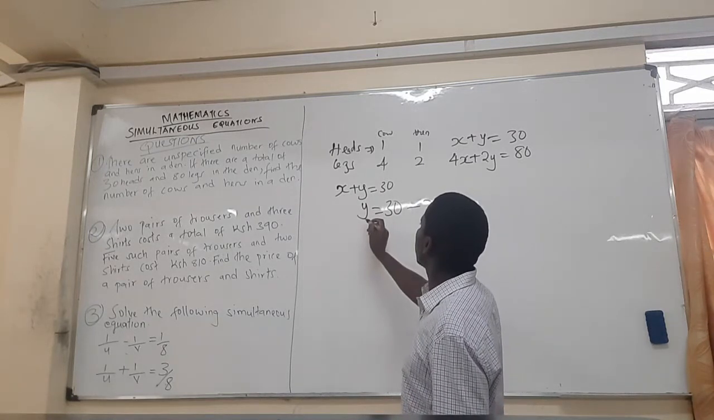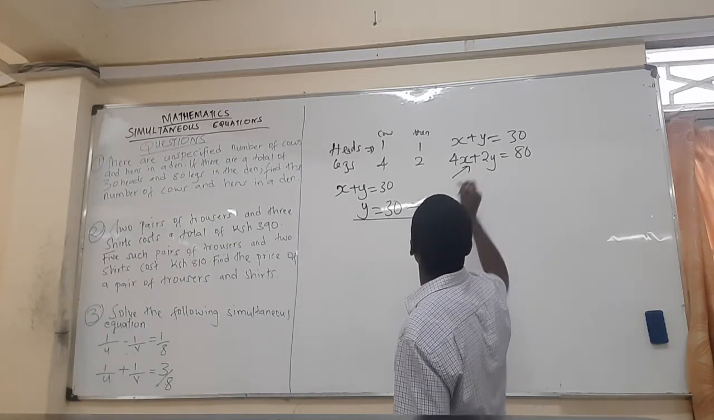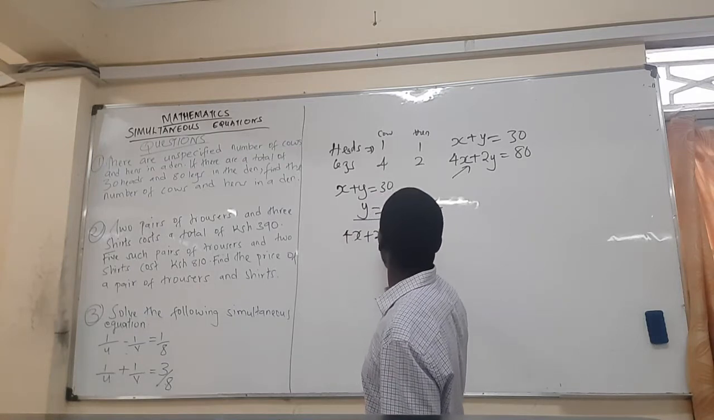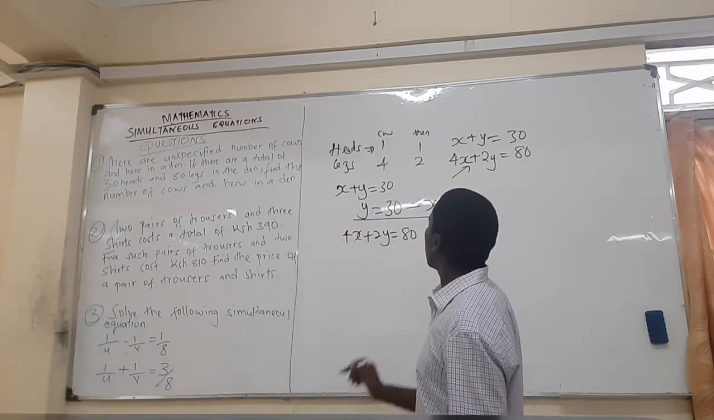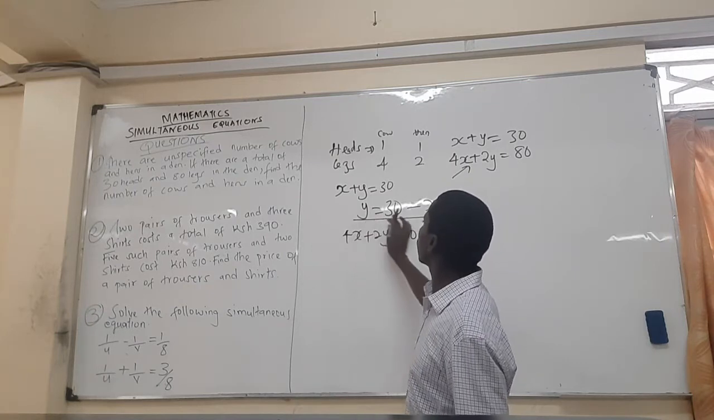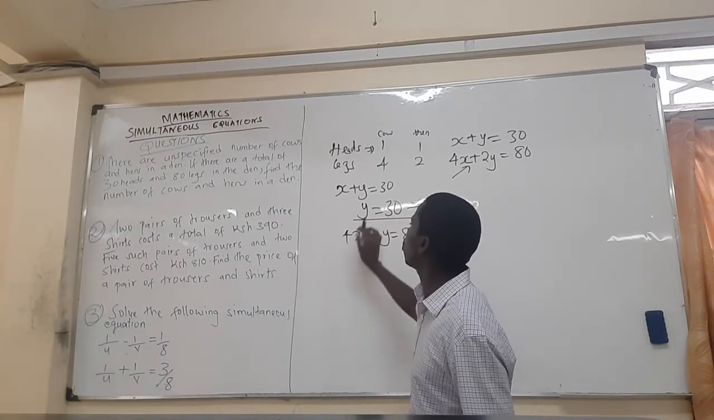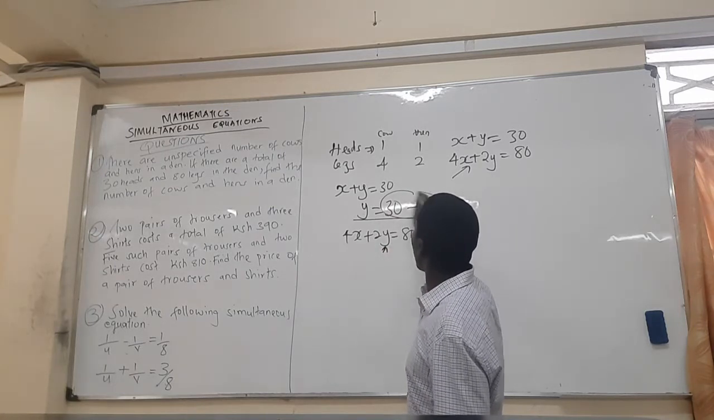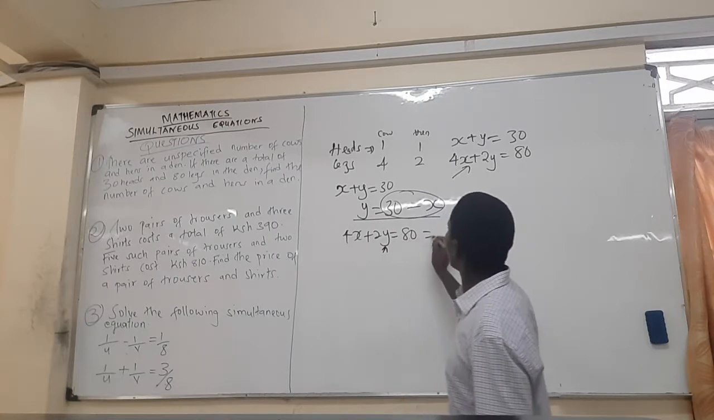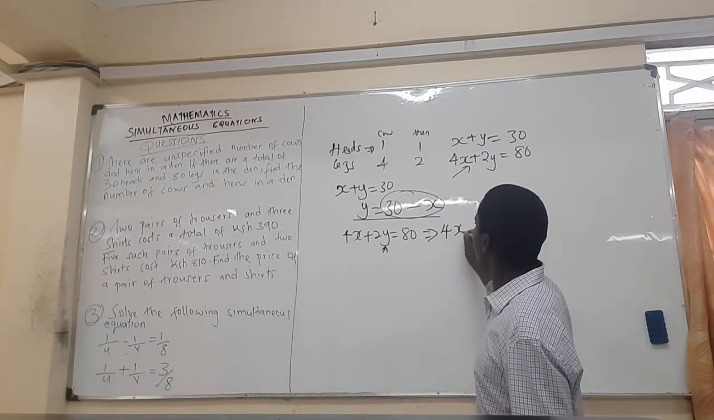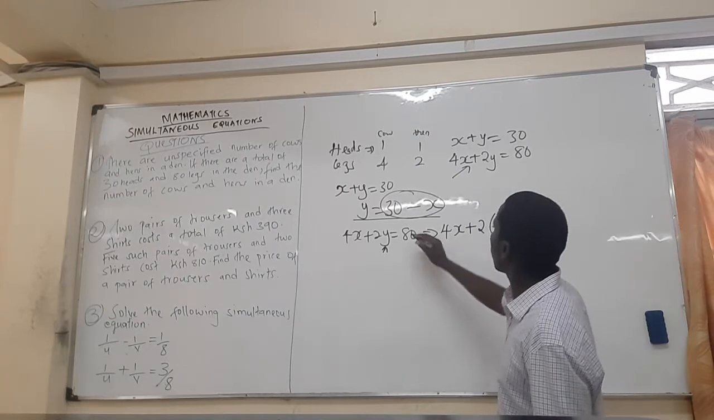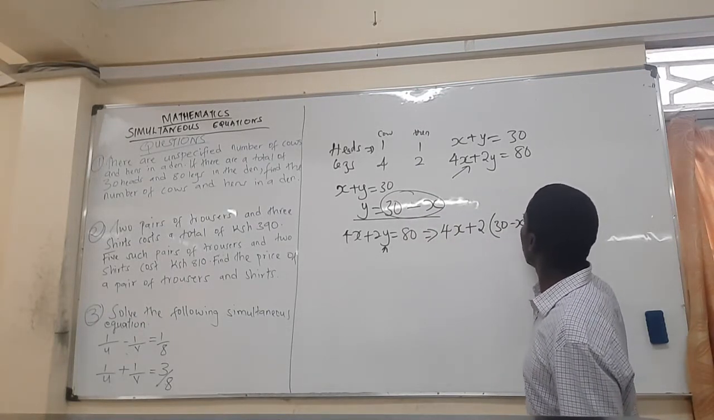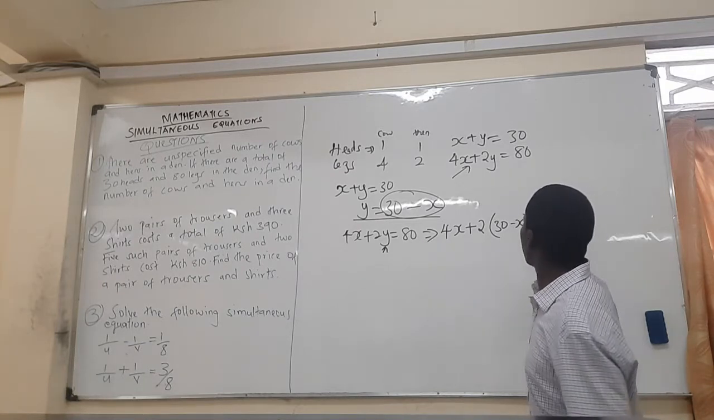Then we take this value and solve using the second equation: 4X plus 2Y equals 80. Since Y equals 30 minus X, we substitute Y using 30 minus X. So we have 4X plus 2 times (30 minus X) equals our 80.